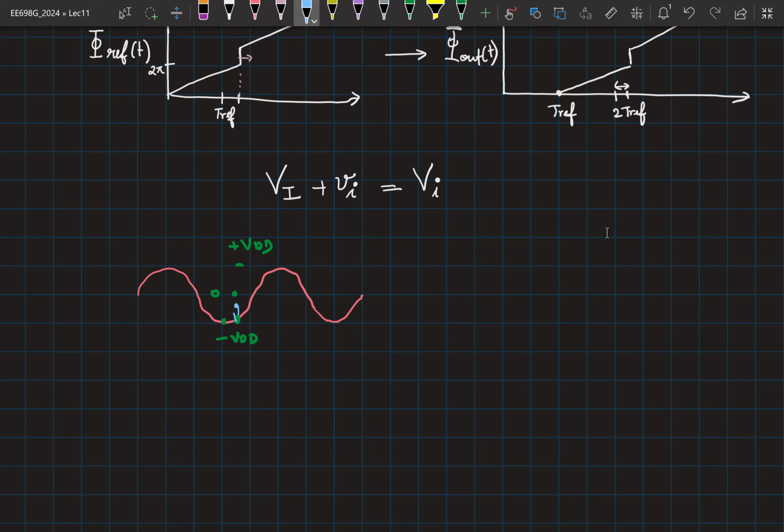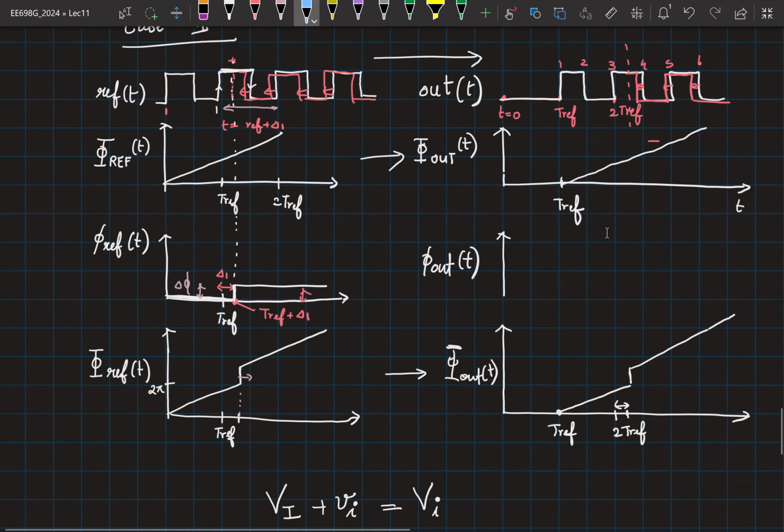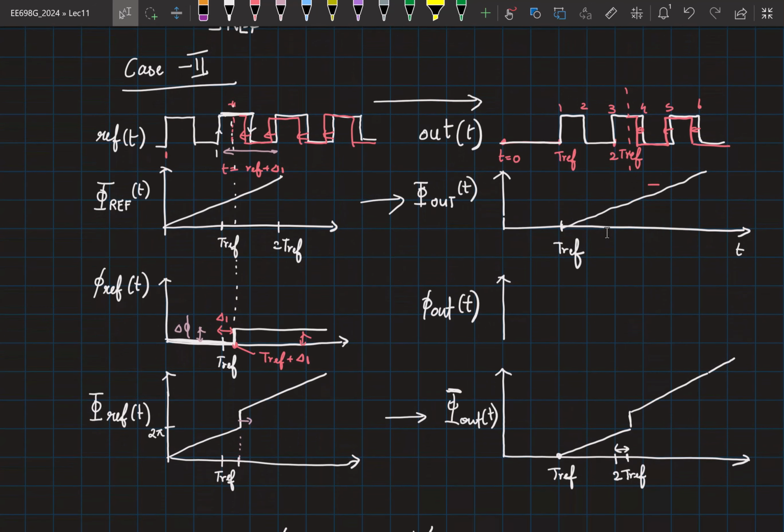So if you are getting it here, then the signal will look like this. Right? And then you simply use this as a threshold and get the square wave. Okay, cool. So then the second falling edge of reference T. Let me number the edges. So this is 1, 2, 3, 4, 5, 6, 7, 8. Edge number 4 comes at T reference plus delta 1, right?